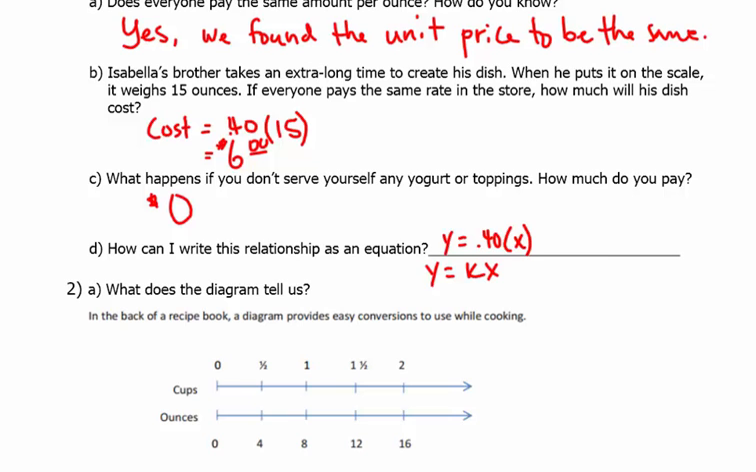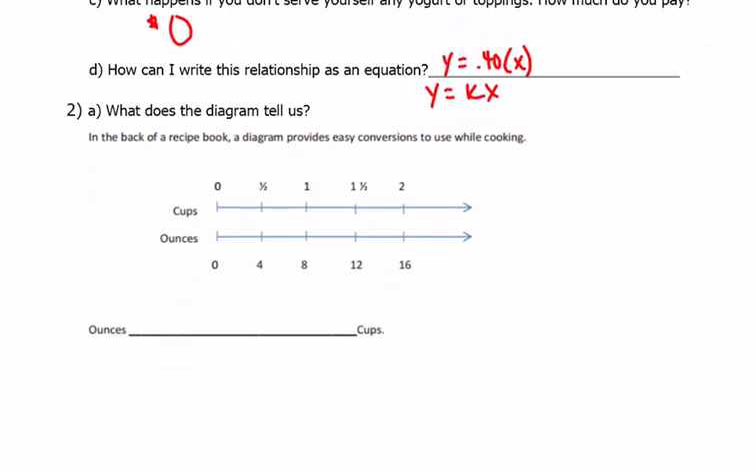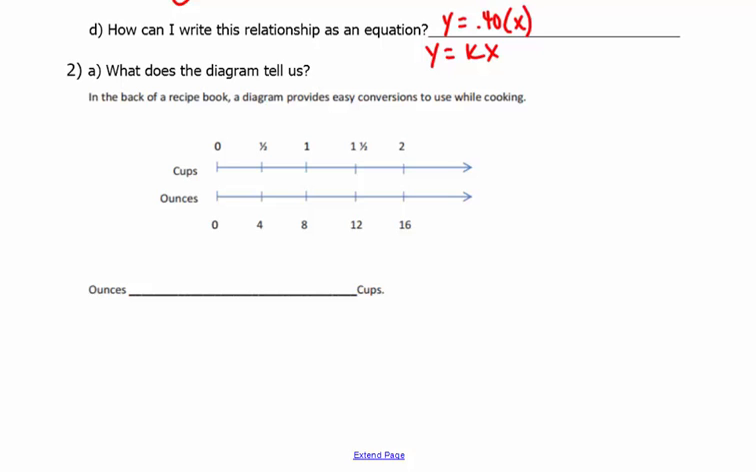Number 2, what does this diagram tell us? In the back of a recipe book, a diagram provides easy conversions to use while cooking. 0 cups is 0 ounces. A half a cup is the same as 4 ounces, and so on. So ounces per cup. So I don't know how many ounces in 1 cup. Here it is here. 8 ounces per 1 cup.